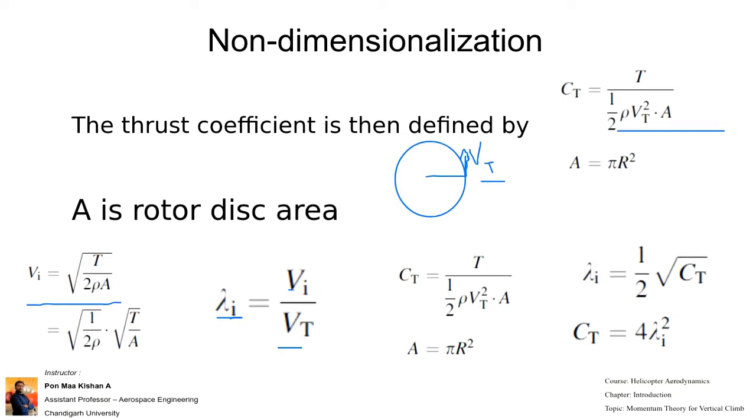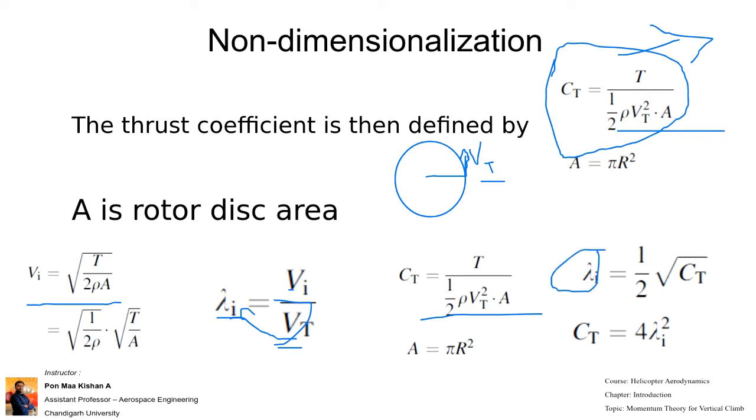Also we have calculated the coefficient of thrust. So if you substitute all those values, let's say from this equation I'm calculating the Vt, so Vt is equal to Vi by lambda I, right? Then I am substituting this Vt value in the coefficient of thrust, and then I can calculate the lambda.